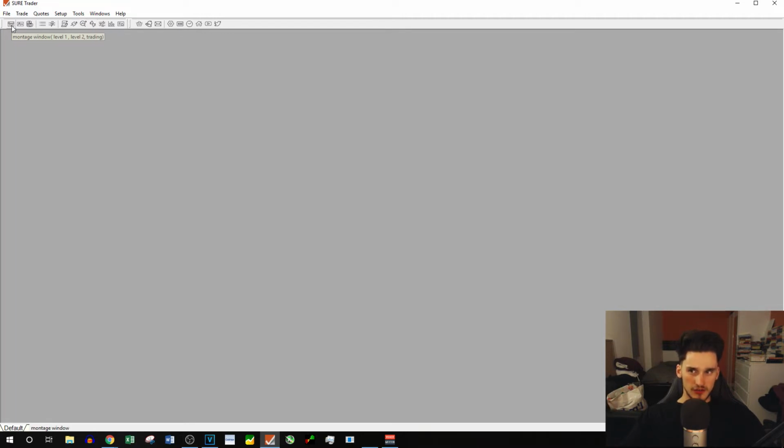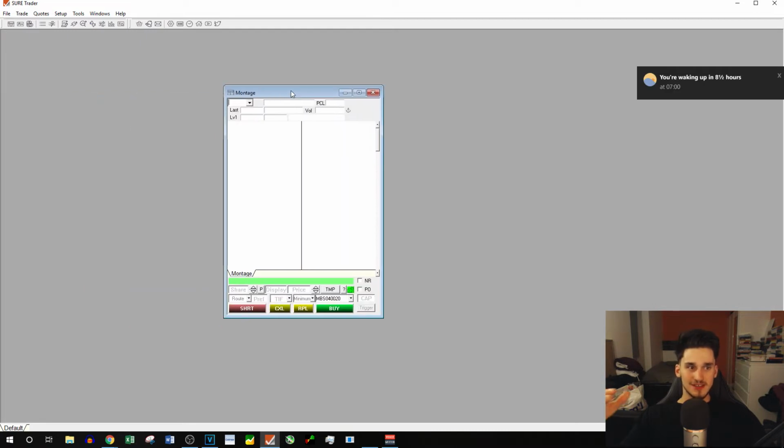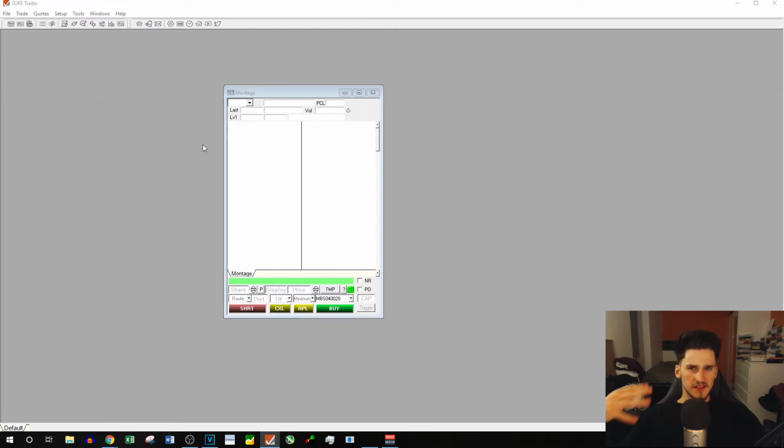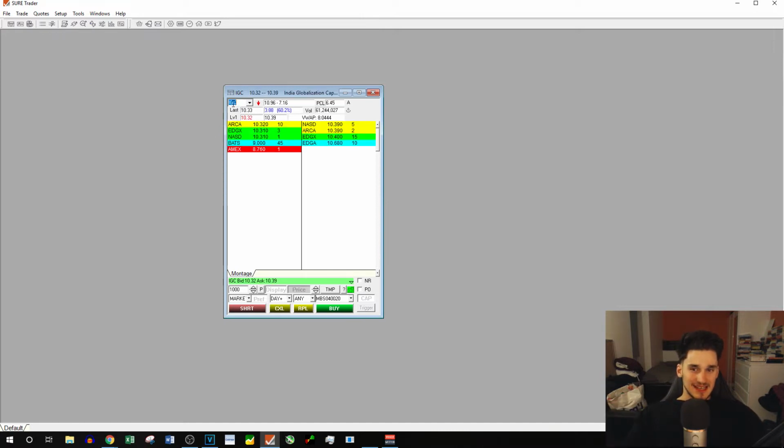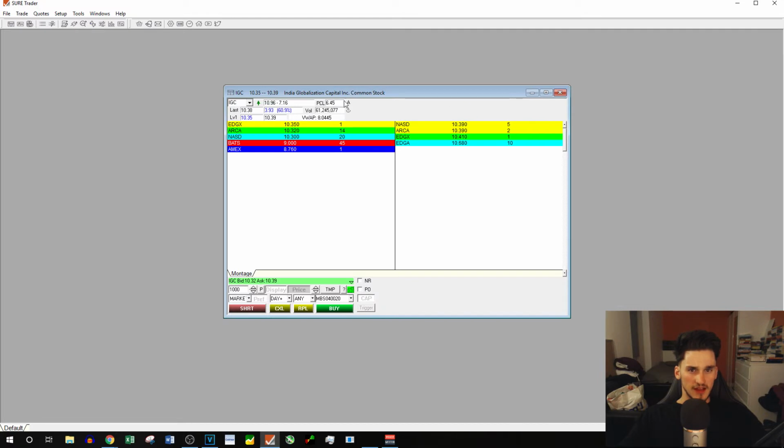So the Montage. What is a Montage? This is where we're going to buy and sell our stocks. For example, if we type in a stock in this window here, IGC, this is the stock ticker, the abbreviation of the stock, and then this is the name up here. India Globalization Capital Inc.